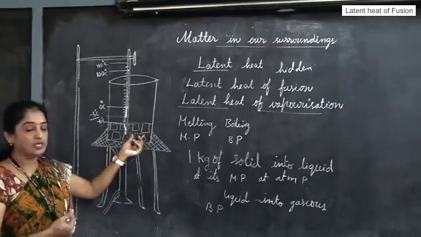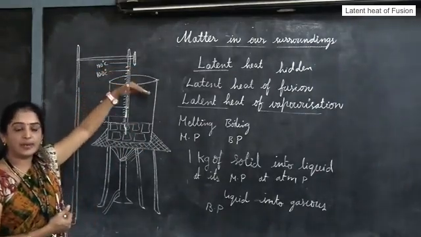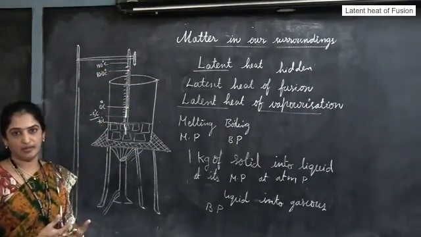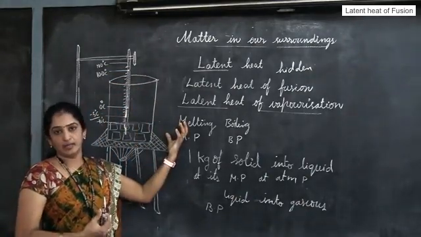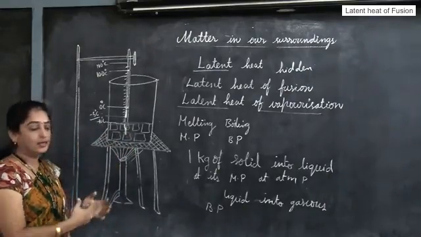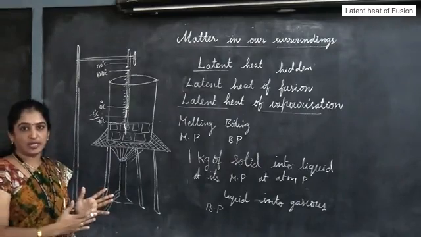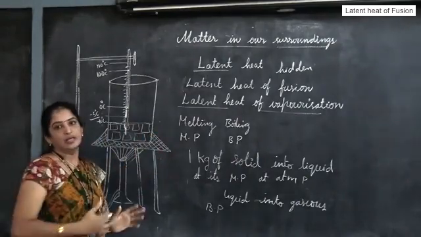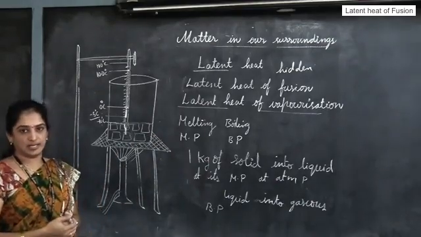So once again, at 0 degrees centigrade and at 100 degrees centigrade, why does the temperature remain constant? Because of the heat that is called latent heat. By absorbing that latent heat, the force of attraction between the particles breaks down and the substance gets converted into the next state, like solid to liquid or liquid to gaseous state.